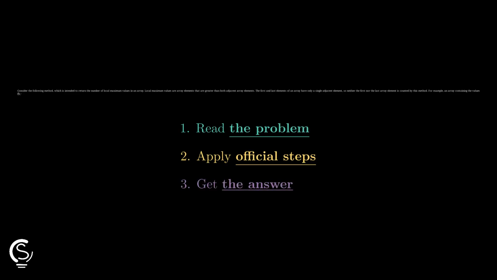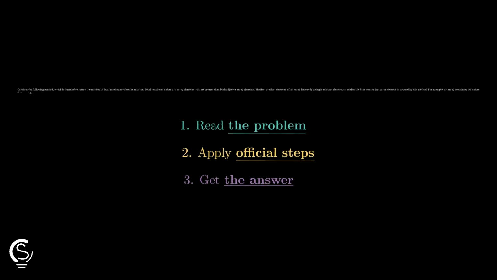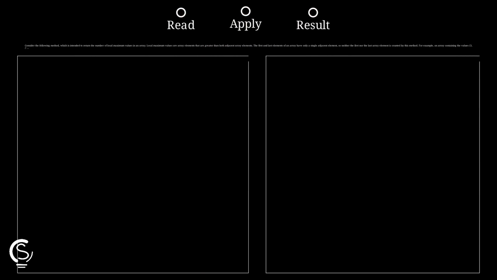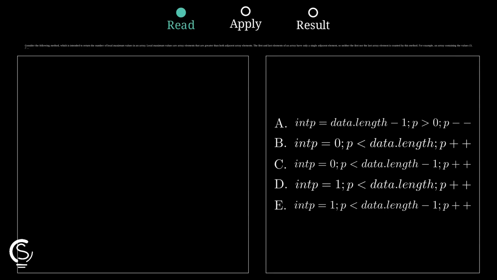Finding local peaks is a classic challenge. We must fill in the missing loop header to count these values correctly. To identify local maximum values, the code checks if an element is greater than both neighbors. This requires accessing index p-1 and p+1 inside the loop body.